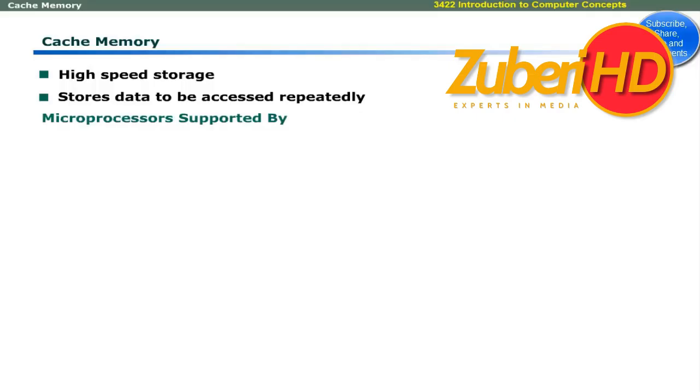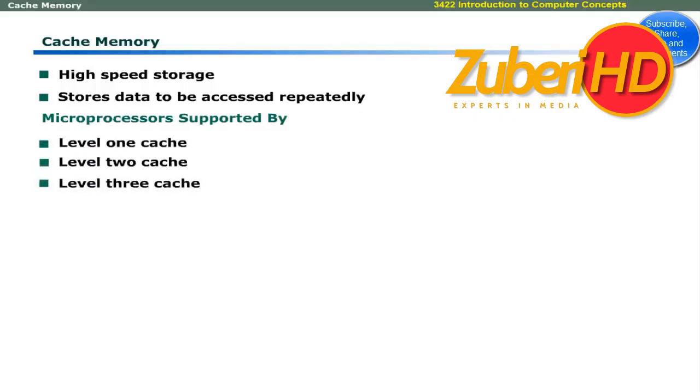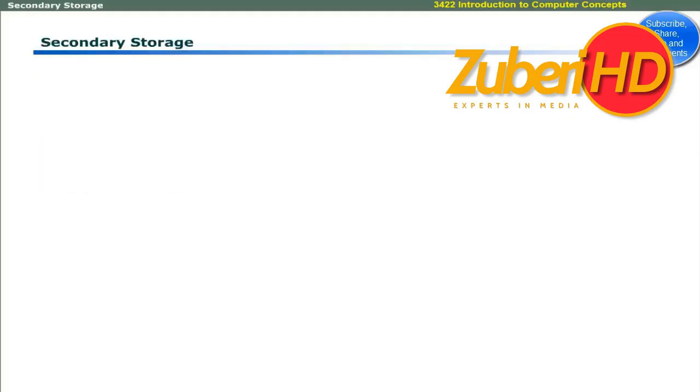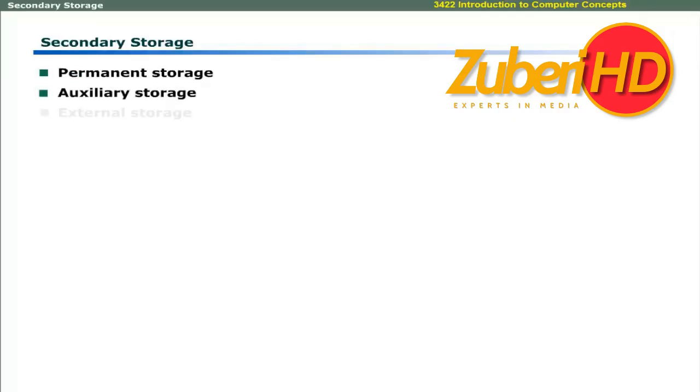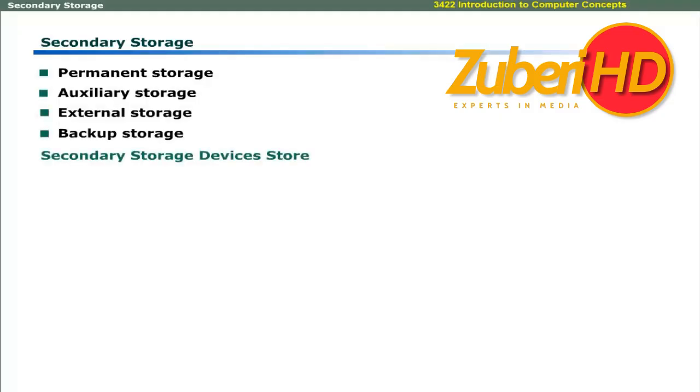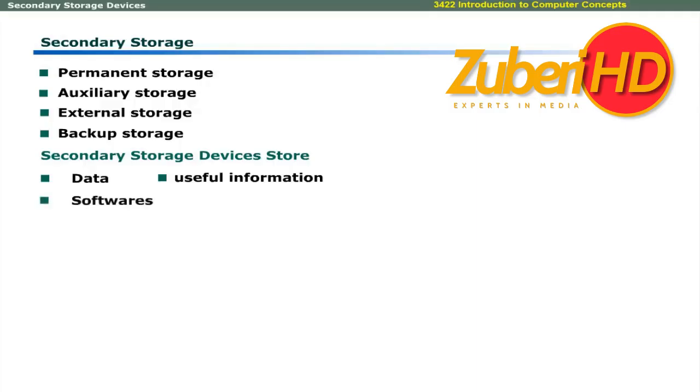Microprocessors have support for Level 1, Level 2, and now Level 3 cache memories. Secondary storage is also referred to as permanent storage, auxiliary storage, external storage, or backup storage. Secondary storage devices are used to hold data, useful information, and computer software.